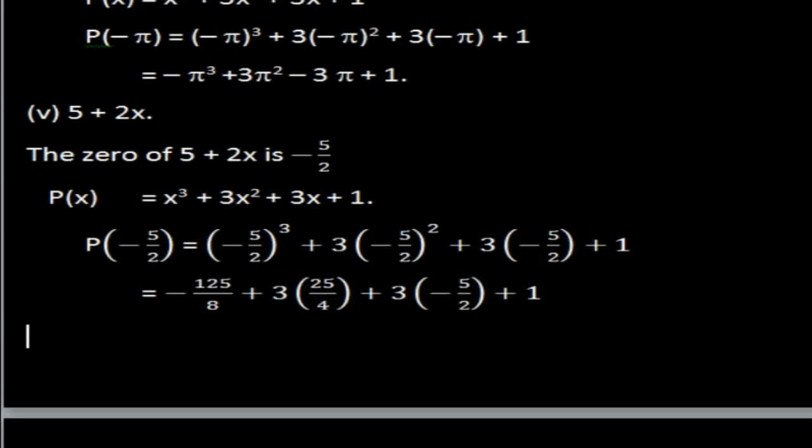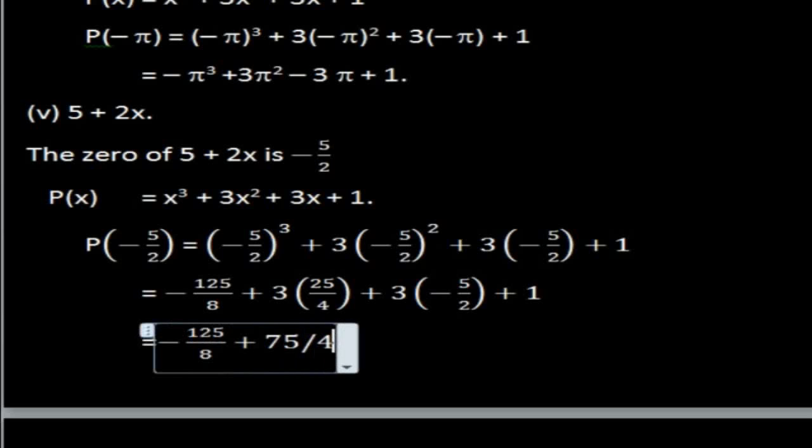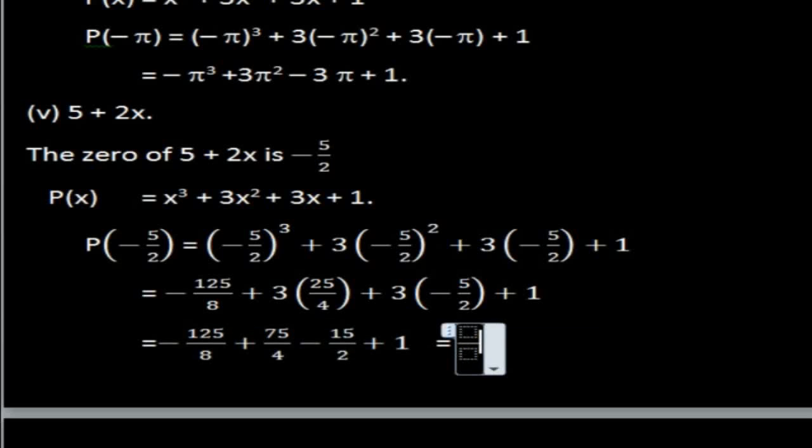Next step. What will be the next step? We have to multiply it inside. So it becomes minus 125 by 8 plus 75 by 4 minus 15 by 2 plus 1. Now we have to take the LCM. What will be the LCM for all these? The LCM here is 8.